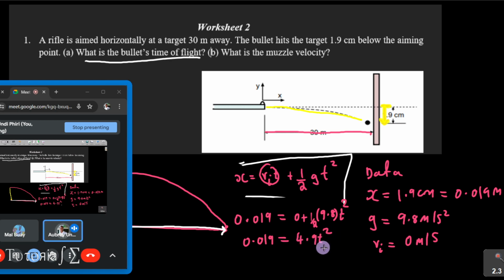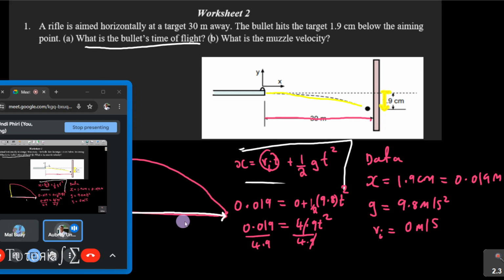Then here, what should we do? We'll divide both sides by 4.9. So this and this cancels. Then what are we getting there? We're getting 3.87. Is that it? That is it, 3.877.